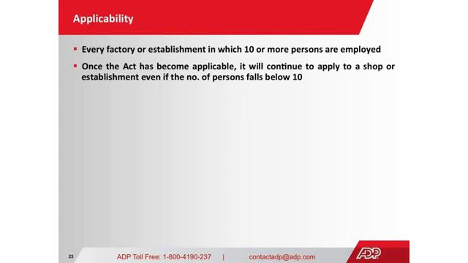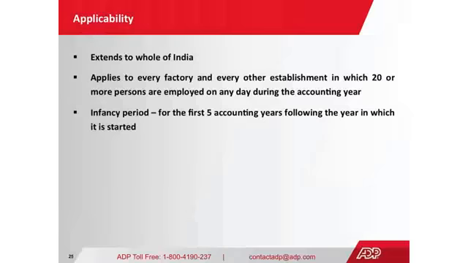Payment of bonus. It applies to all factories and establishments in which 20 or more persons are employed on any day during the accounting year. Any employee getting a basic salary of less than 10,000 is eligible to receive the bonus. For calculation purposes, the basic wages are restricted to 3,500 rupees. Any employee having basic wages between 3,500 and 10,000 is paid with the ceiling of 3,500 rupees. Anybody earning less than that is paid according to the basic wages received.